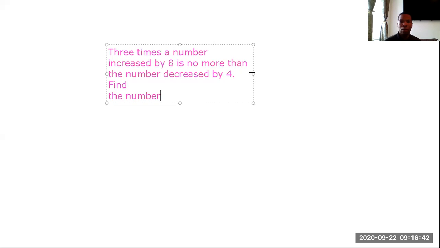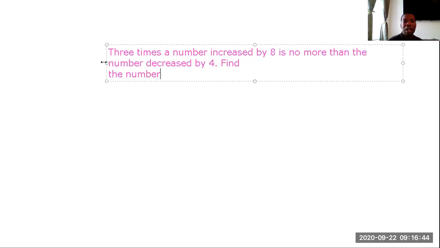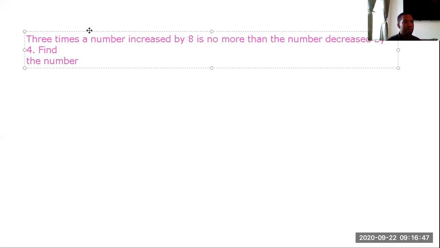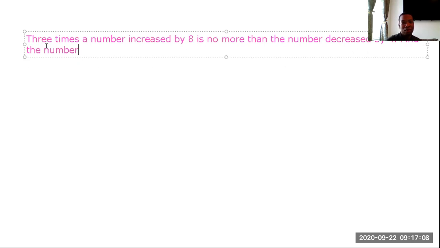All right, so we're going to work one more problem when it comes to taking a word problem and turning it into an inequality. So the question we're going to look at is this one. It says 3 times a number. I want some suggestions in the chat. Send me some suggestions in the chat of what you think this inequality would look like. So 3 times a number increased by 8 is no more than the number decreased by 4. What? Do you see that? This is a good one right here.